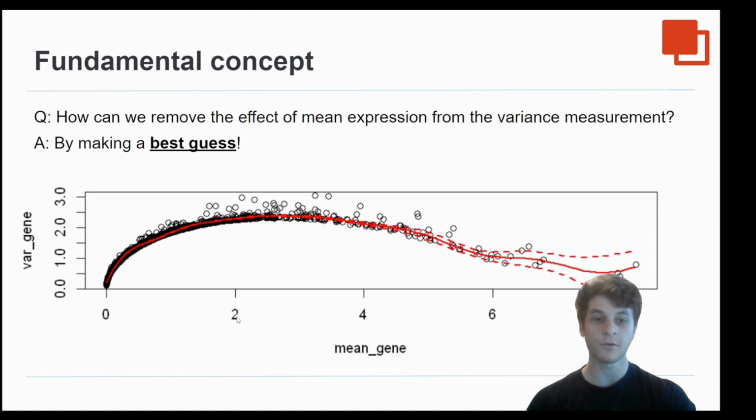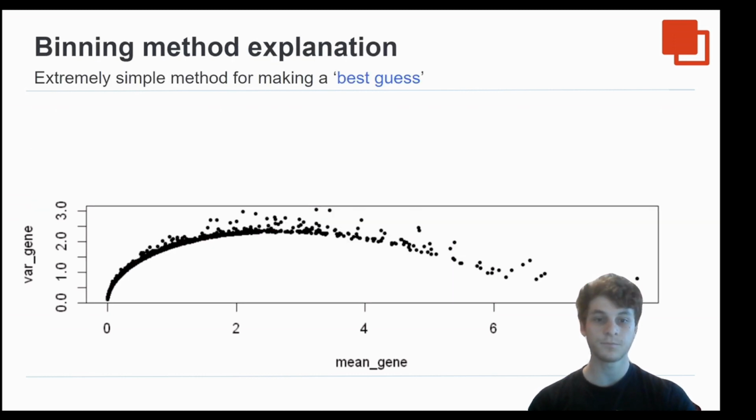Now, I have some sort of frame of reference to see what a gene's variance should look like for a given mean expression level. If a gene shows much higher variance than I expect, it sets off alarm bells and we should make note of it. But fitting the line isn't the simplest way to do this. Let's look at a much more intuitive example of how we can make this best guess.